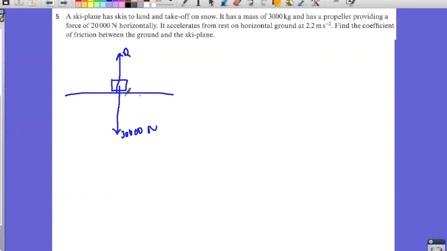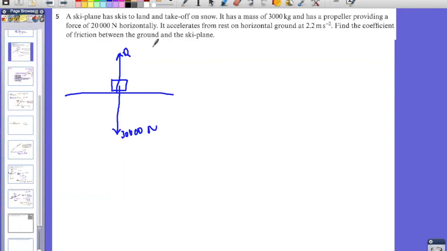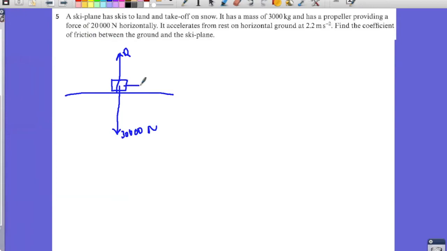There's a normal contact force R, and the propeller provides a force of 20,000 newtons horizontally, and the acceleration is given. Acceleration is 2.2 meters per second squared. We are asked to look for the coefficient of friction, so we need to look for the frictional force, F.